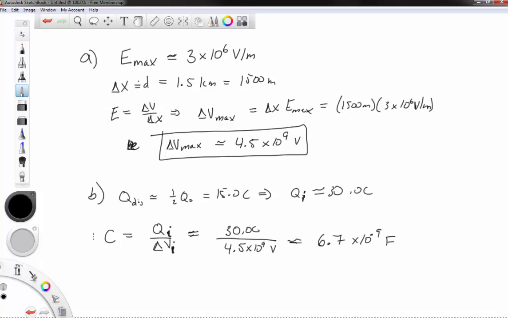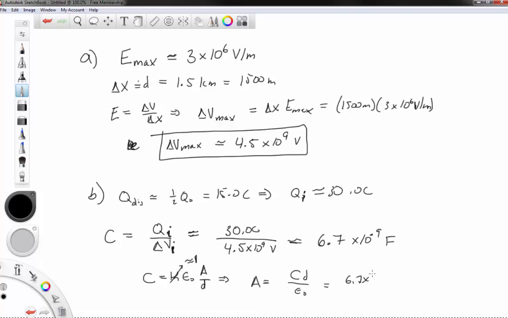For what it's worth, we could use this to also figure out what the area of a cloud is, because remember that C is going to be epsilon naught times kappa A over D, kappa is approximately 1 in this case. So approximately 1, since it's air, that's the dielectric. And so A, very approximately, will be given by C times D over epsilon naught.